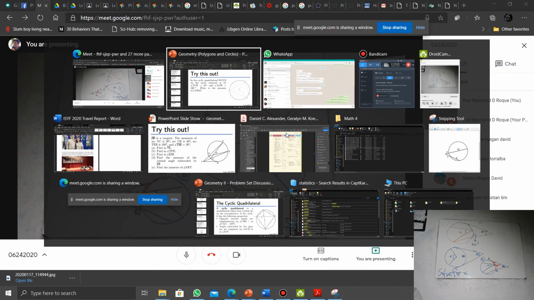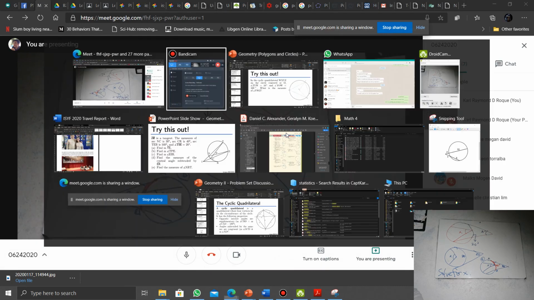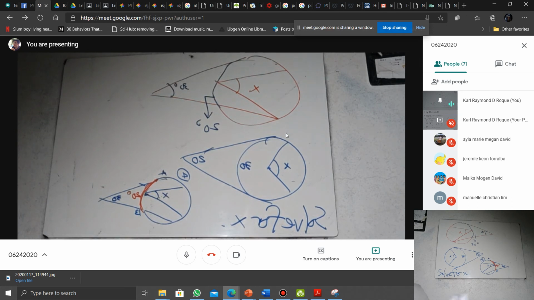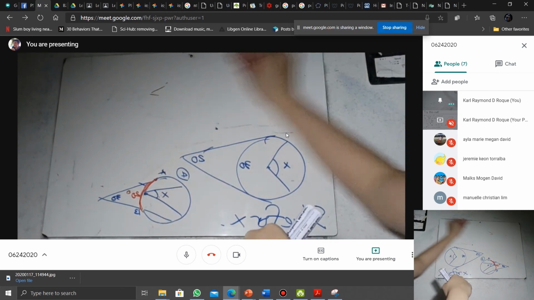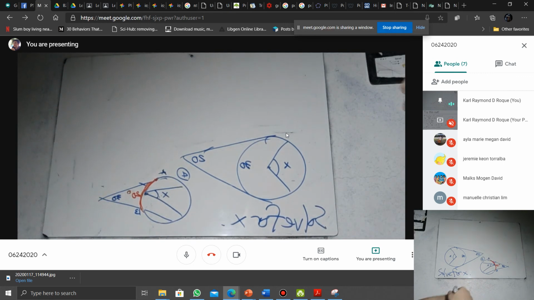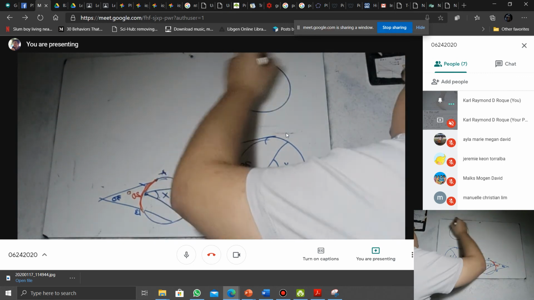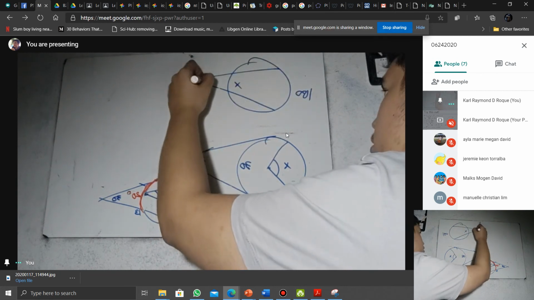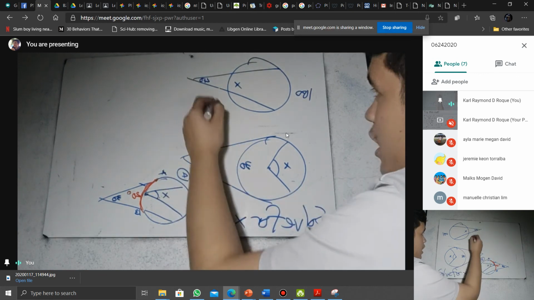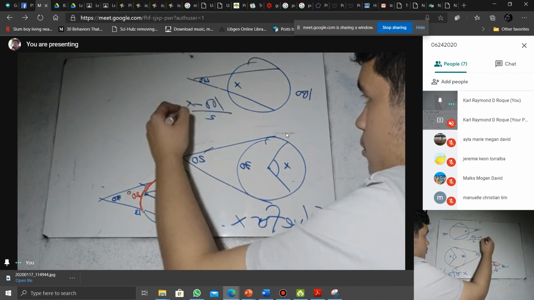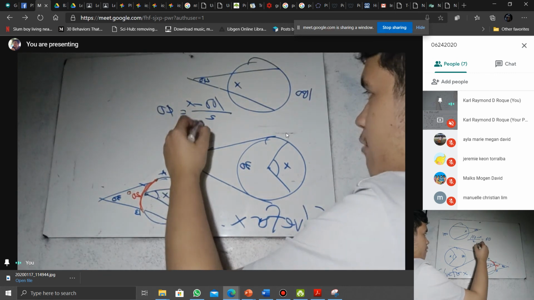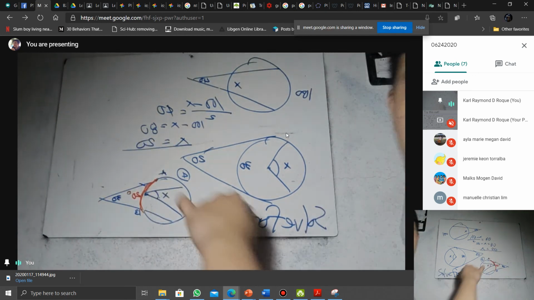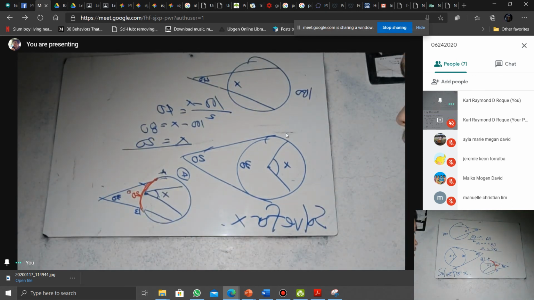Okay, sige. Tara, let's discuss. Ganito yan. Okay, game ah. So, let's start with number 1 muna. Number 1 is, ganito. 100 minus x over 2 equals 40. 100 minus x equals 80. X equals 20 degrees. Yeah? Okay. Next, number 2.